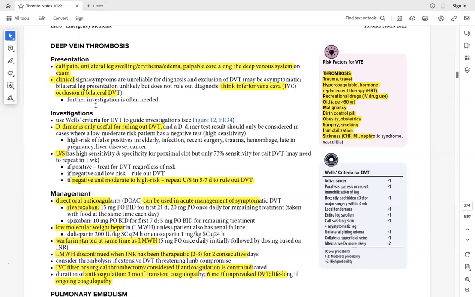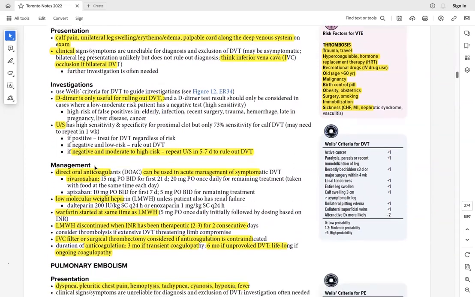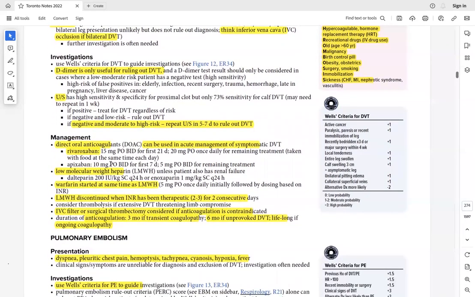Okay, so what do we have to do? We have to do D-dimer, we have to do the diagnostic Doppler ultrasound, and after that we'll start the patient on these DOACs, direct oral anticoagulants. If the patient is pregnant or the patient wants to get pregnant, then what will we do? We will start her on low molecular weight heparin. In pregnancy, we will just continue the heparin. Okay, others we don't give in pregnancy.